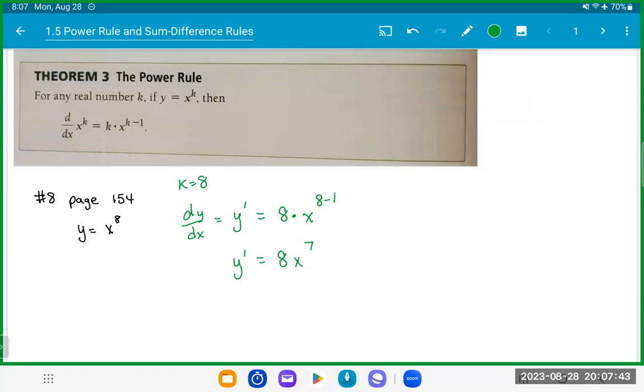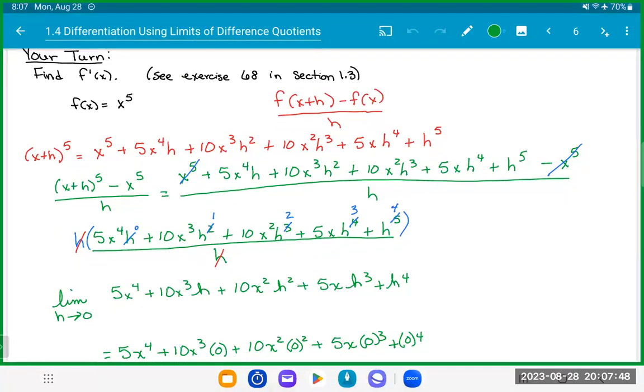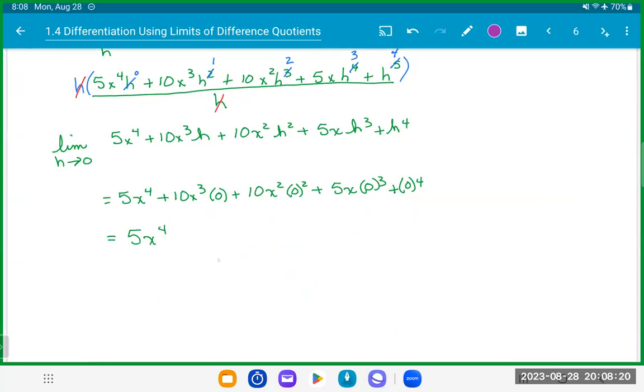Okay? So let's go ahead and revisit then this problem, right? So we had f of x is equal to x to the 5. If I want to know what the derivative of this is, my k is equal to 5. So my derivative, or y prime, is equal to 5 times x to the 5 minus 1. So my derivative is 5x to the 4, which is exactly what we came up with, right?